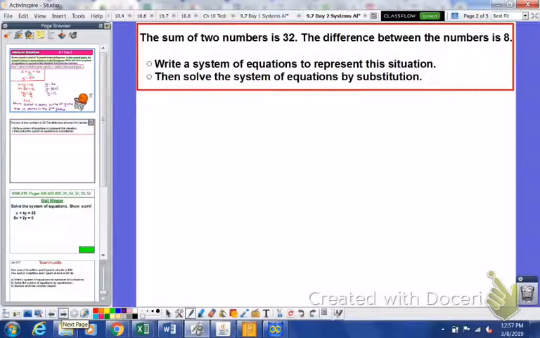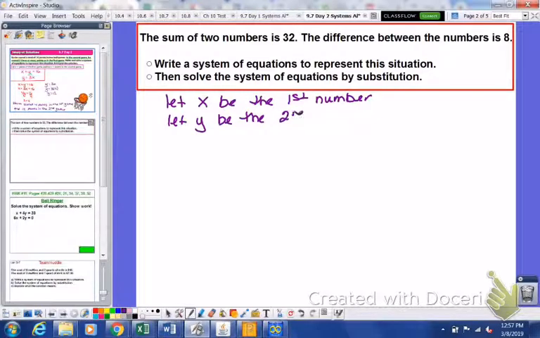The sum of 2 numbers is 32. The difference between the numbers is 8. Write a system of equations to represent the situation, then solve the system of equations by substitution. Okay, so first off, you're not given variables, so we need to define our variables. So let x be the first number, and let y be the second number, just so that we know what our x and y stand for.